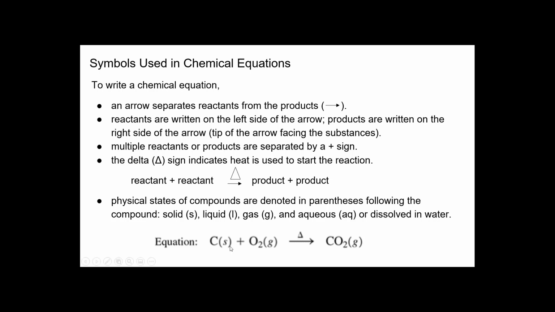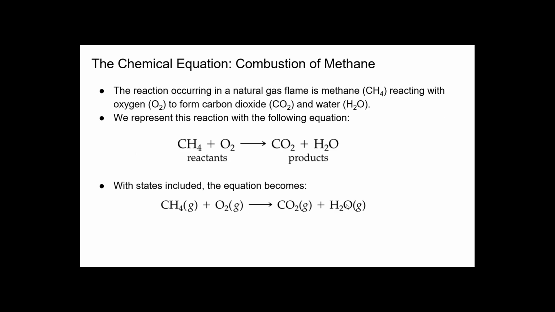And it shows carbon as a solid in the presence of oxygen as a gas. Heat is used here in this reaction, and it produces carbon dioxide gas. The reaction occurring in a natural gas flame is methane reacting with oxygen to form carbon dioxide and water. So we can represent this reaction as such, where we have methane plus oxygen. It produces carbon dioxide and products. We're missing the physical states.